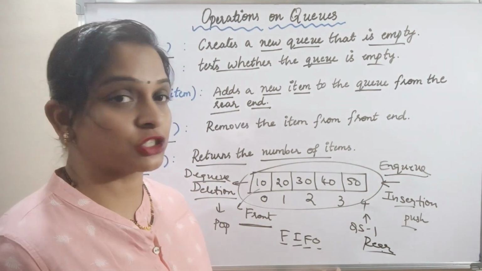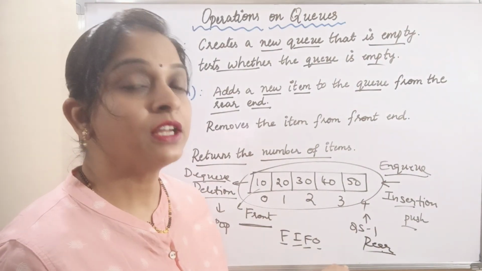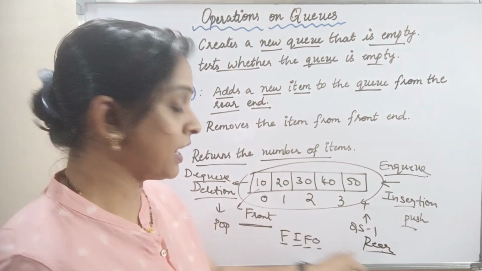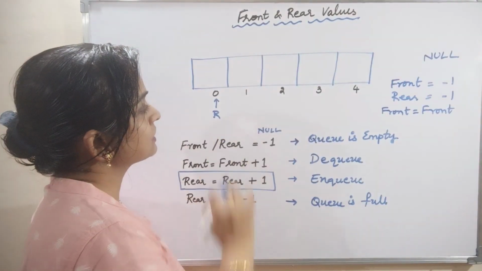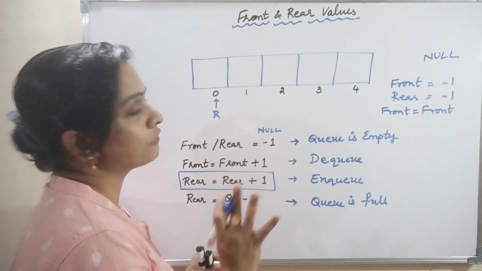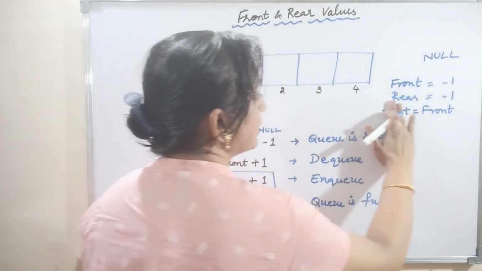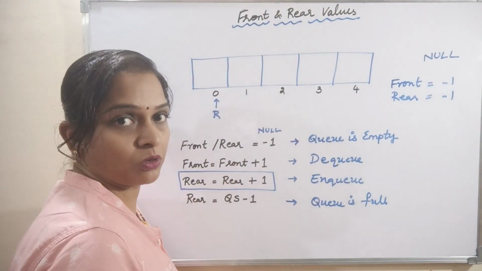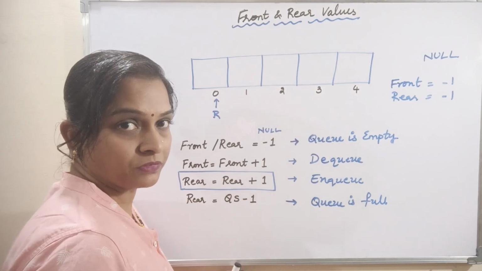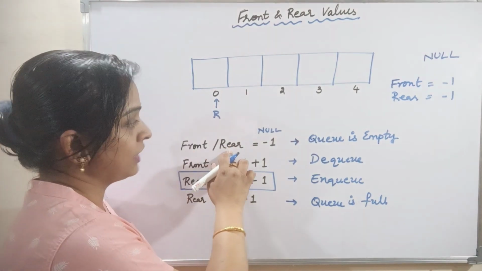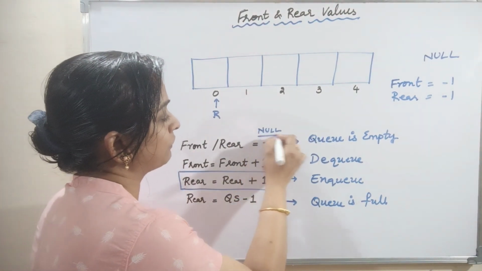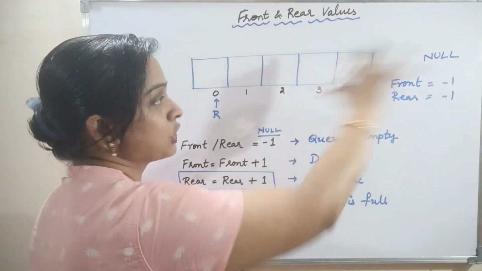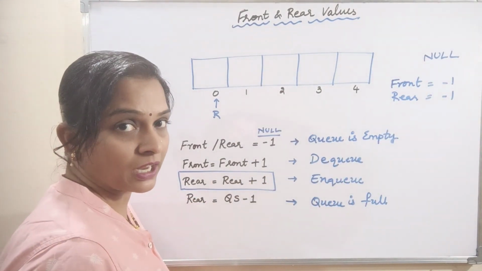So this was about the operations on queues. Now let us understand the values of front and rear. Initially, the front and rear pointers will be initialized to -1, or what we can call null. When the front or rear equals -1, or null, then the queue is empty.